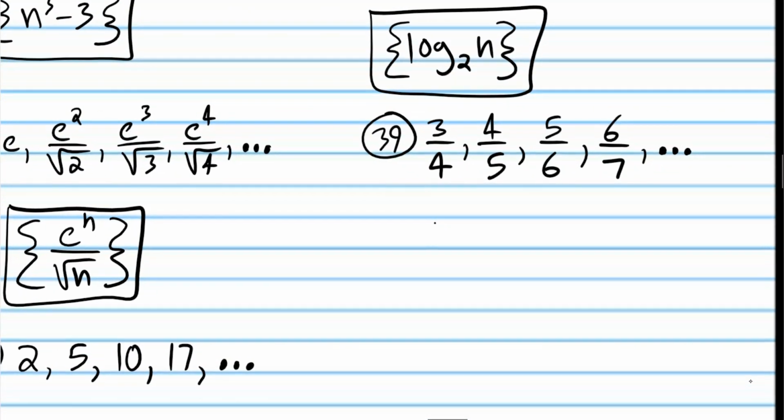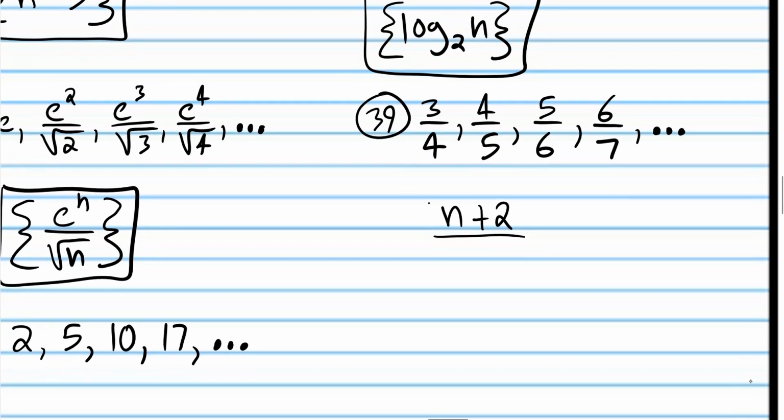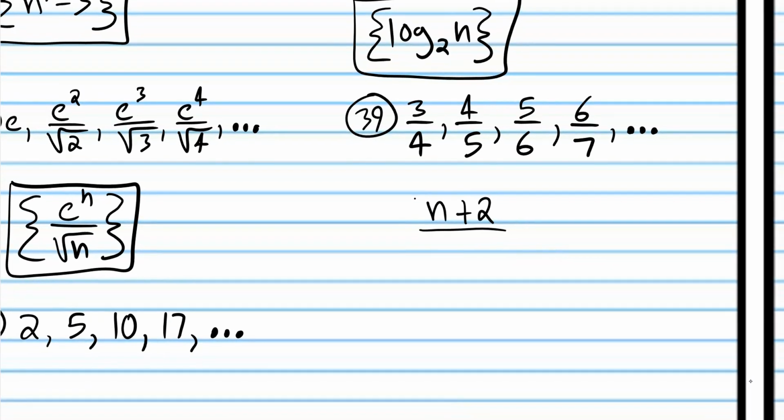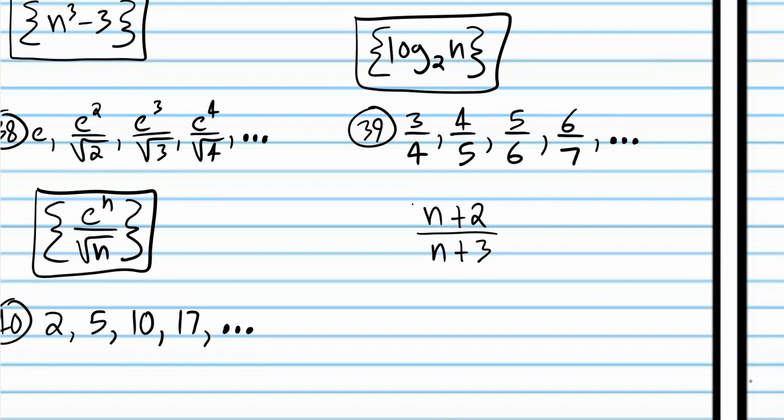Okay, we're back. So the numerator displays an arithmetic progression starting at 3. So when you plug in 1, you're going to get 3 in the numerator. Plug in 2, you get 4 in the numerator. Plug in 3, you get 5 in the numerator. Now the denominator is displaying an arithmetic progression where you're adding 1 each time. But you're starting at 4, so we're going to write n plus 3 in the denominator. Then if you plug in 1, you get 4. Plug in 2, you get 5, so on and so forth.